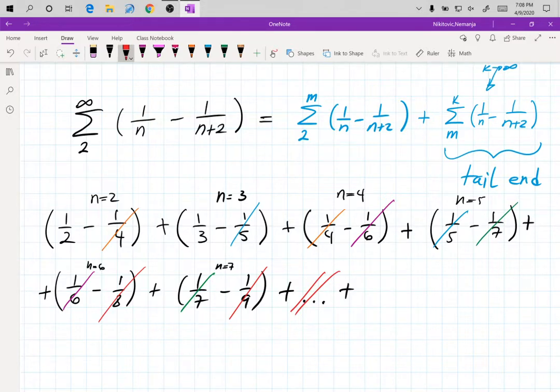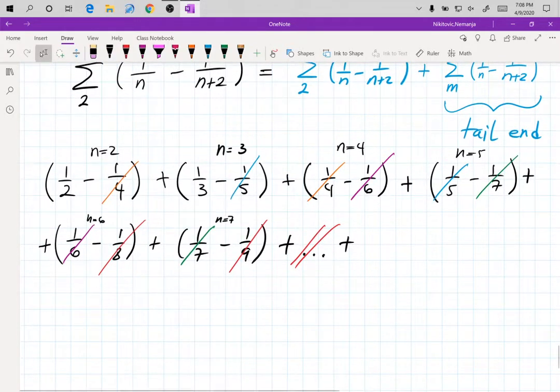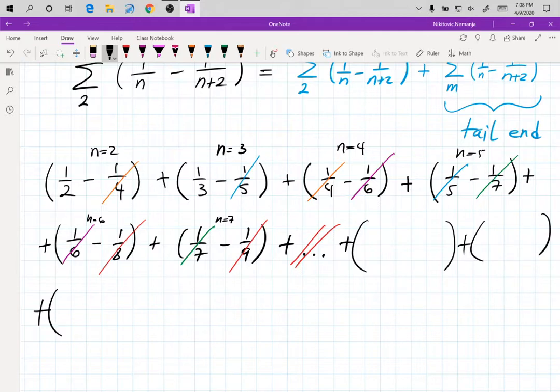Now let's take a look at the tail end. What's happening from behind? We are going to write the same structure. Now, what I'm going to do here is I'm going to set it up, but I'm going to do this backwards.